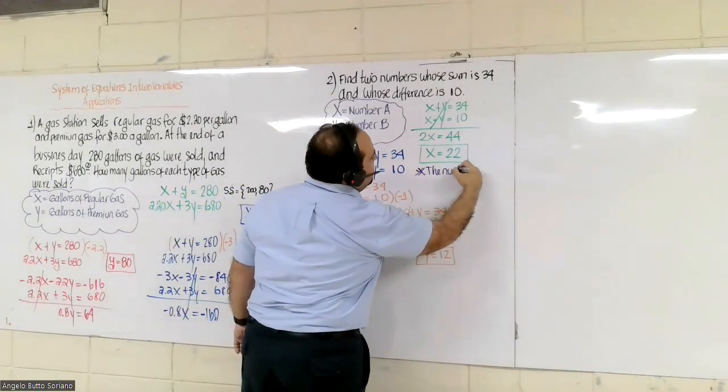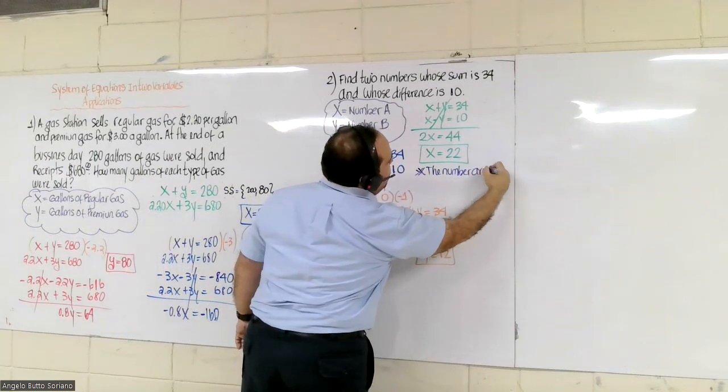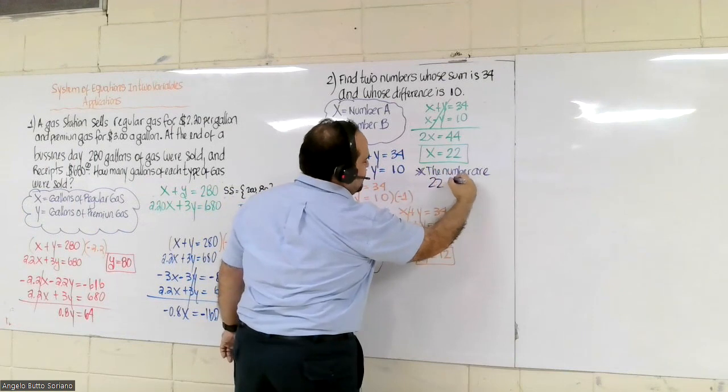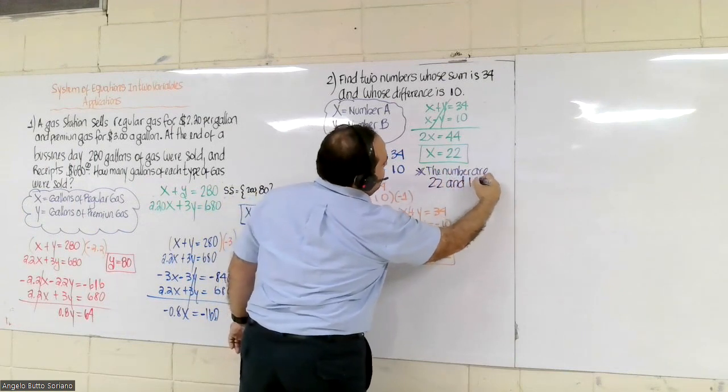For that reason, the answer for this problem: the numbers are 22 and 12.